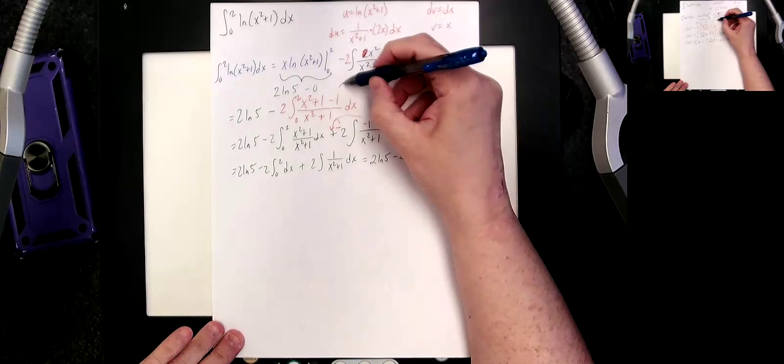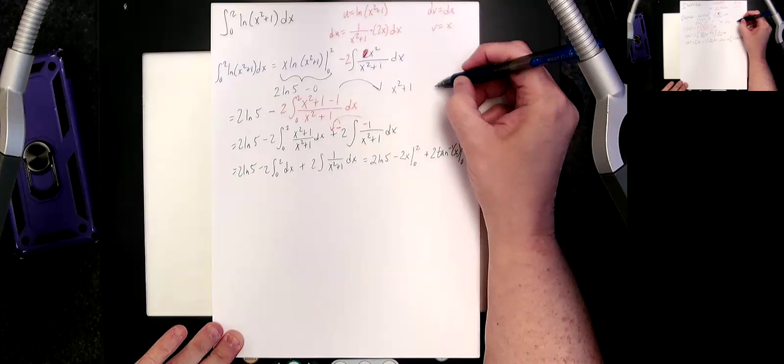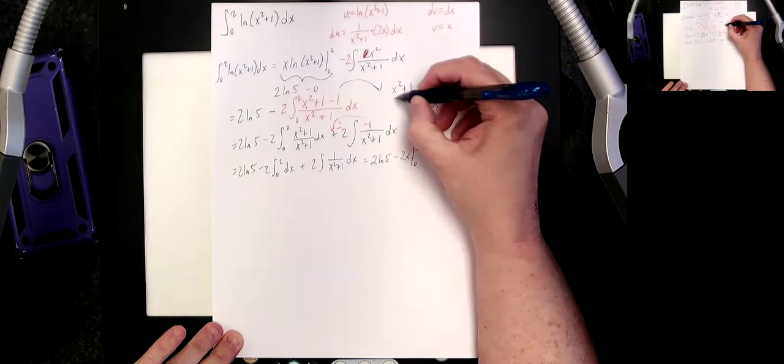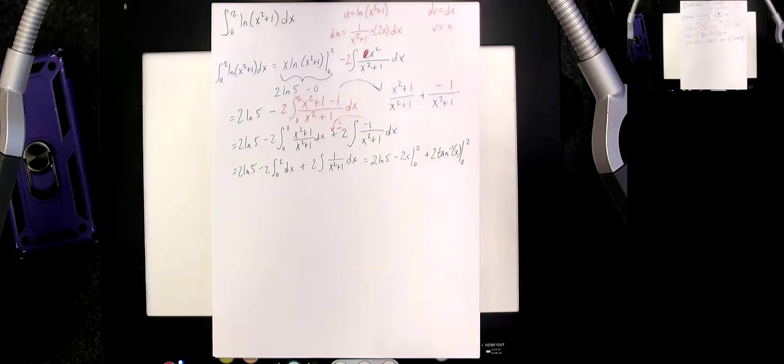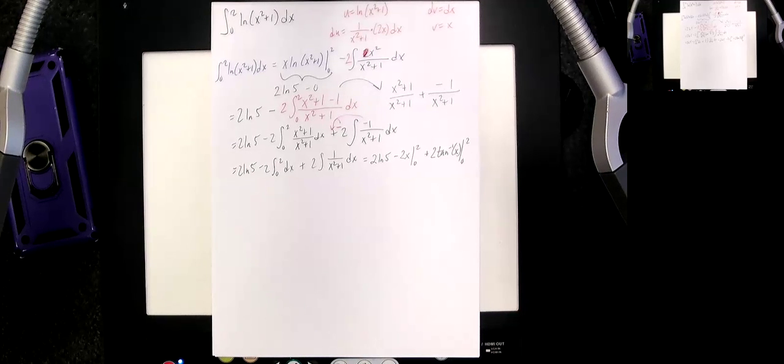This one I split up into x squared plus 1, and I moved the -1 to another fraction. That's why I added the 1 and subtracted 1. Does that make sense? We do that with fractions. When we've got addition or subtraction on top, we can split it into separate fractions. Like I said, this is not your intuitive way.